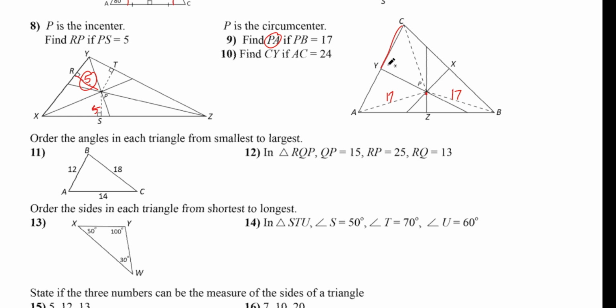Now, on this one are the perpendicular bisectors, all right? So this is perpendicular and it's a bisector, so Y is the midpoint, X is a midpoint, Z is a midpoint of that side. So find CY if AC is 24. Now watch very carefully. AC is 24. So this right here is how much of the whole thing? It's half of it. So CY is 12, and that's your answer.